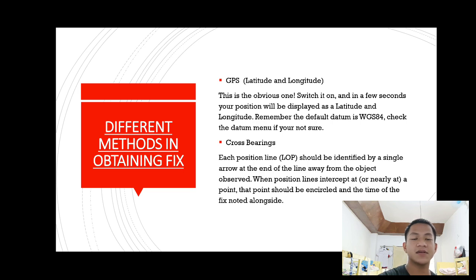Second is cross bearings. Each position line, LOP, should be identified by a single arrow at the end of the line away from the object observed. When position lines intercept nearly at a point, that point should be encircled and the time of the fix noted alongside.